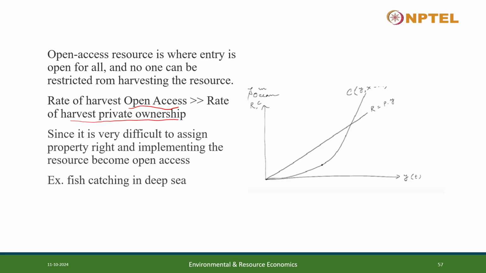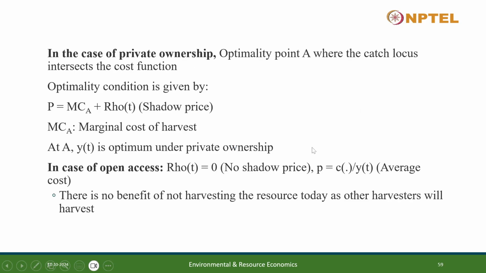Because anyone else will come and use the resource if I don't use it. So in this case, the rate of harvest in the present will be very high. Now we are comparing two scenarios. In the case of private ownership, we have derived that price is equal to marginal cost of extraction plus rho, the shadow price, right? So marginal cost of harvest and yt is the optimum condition under private ownership.